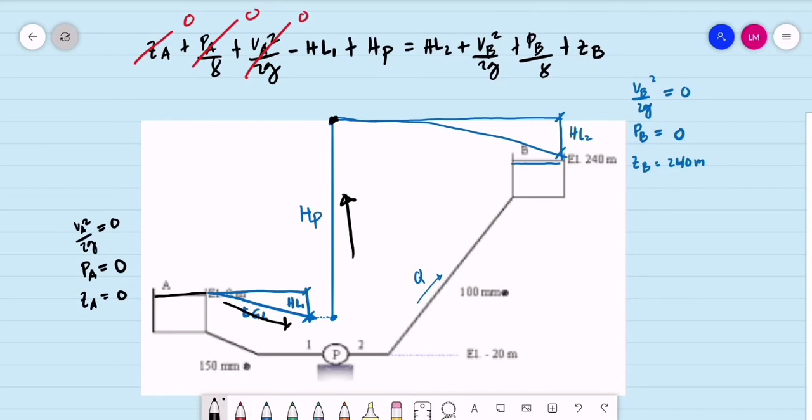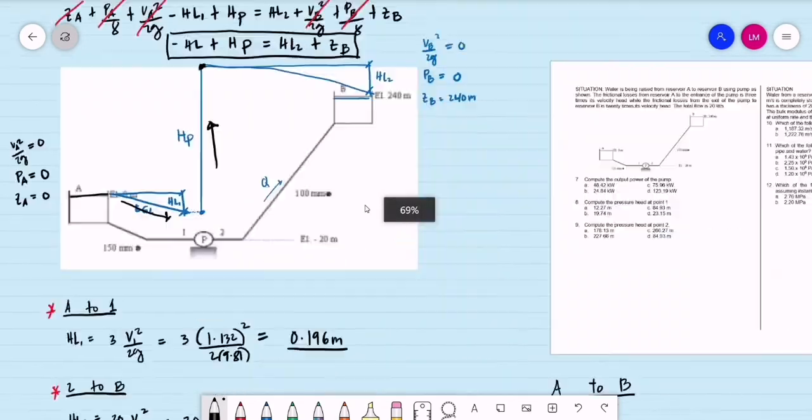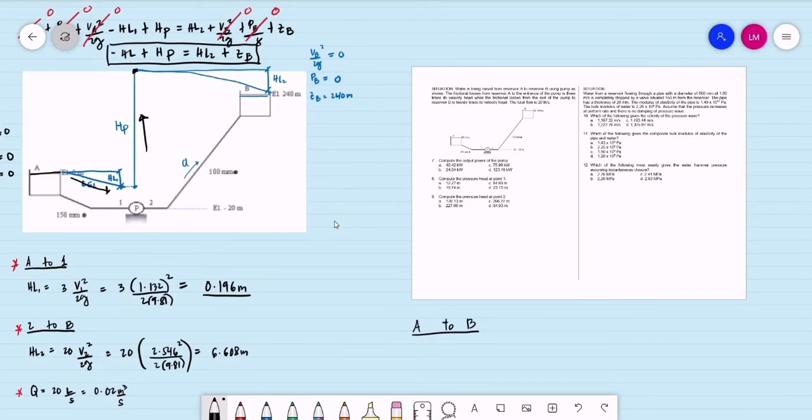So ang naiwan is negative head loss plus the head added by the pump is equal to, kapag reservoir, velocity head ay 0, pressure head ay 0. Okay, and ang naiiwan dito is yung head loss dito sa right side ng equation. That is the head loss number 2 plus the elevation of reservoir B. Okay, gamitin natin yung equation na to compute for the head added by the pump. Okay, that is for question number 7.